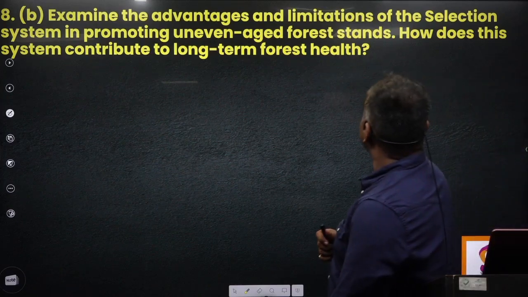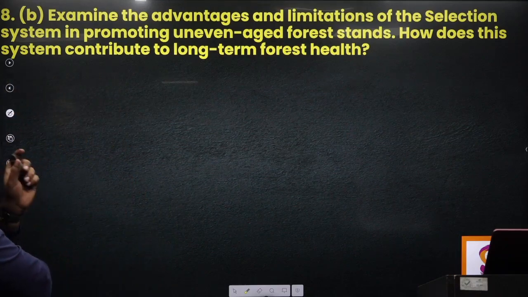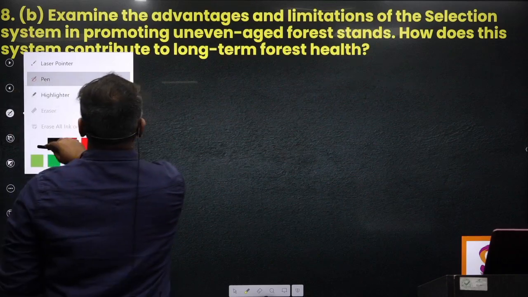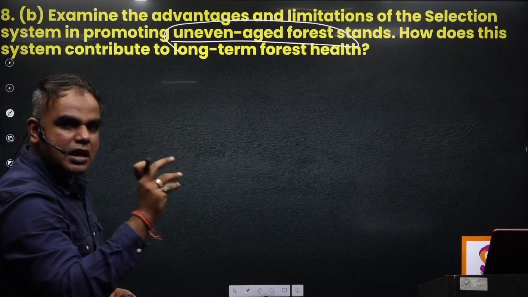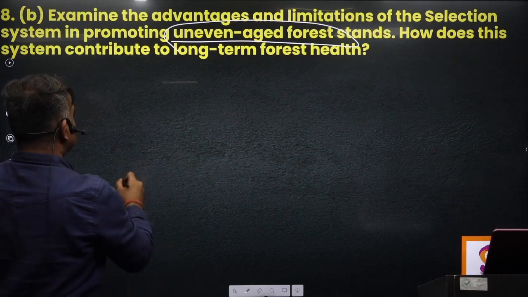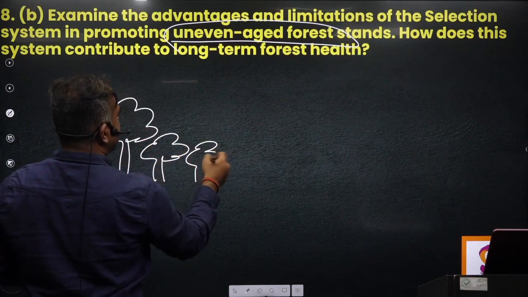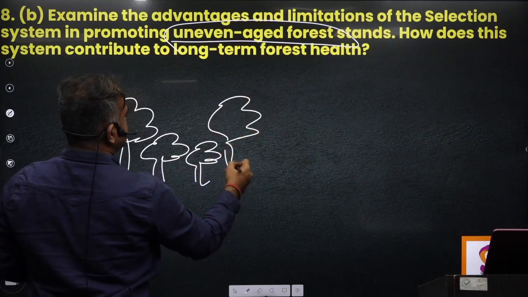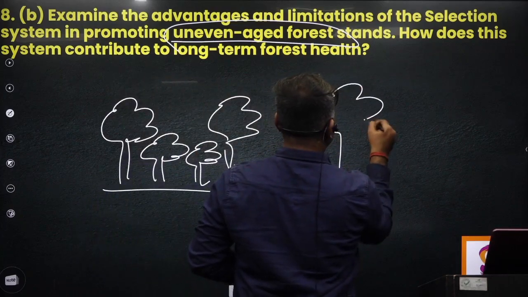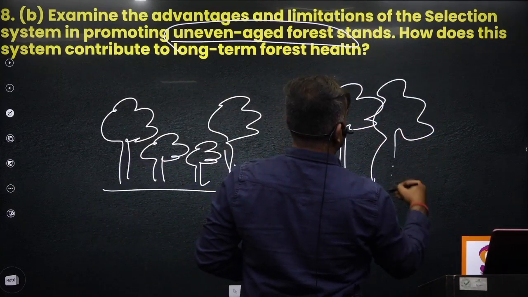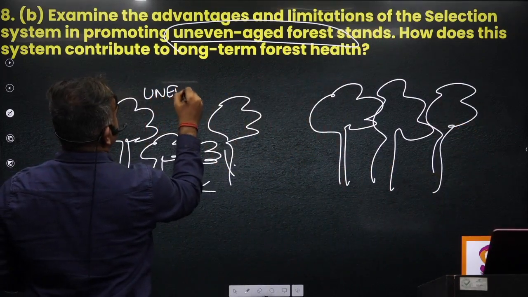Then the last 2 questions. We talk about advantages and limitations of the selection system in promoting uneven-aged stands. Please note, when you define it, you will talk about how the selection system works, because we are going for selection. In the selection system, ultimately what you will get is an uneven stand looking like this, with different stages. An even stand would be something like this, same age. This is your uneven stand.